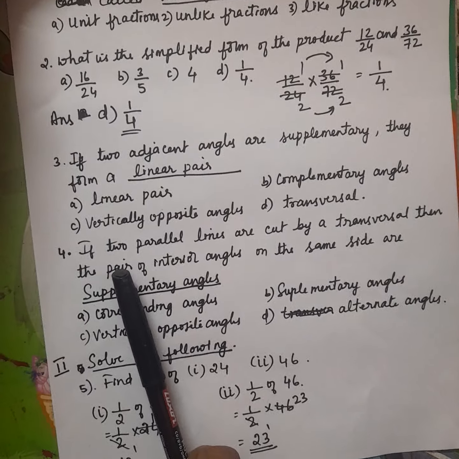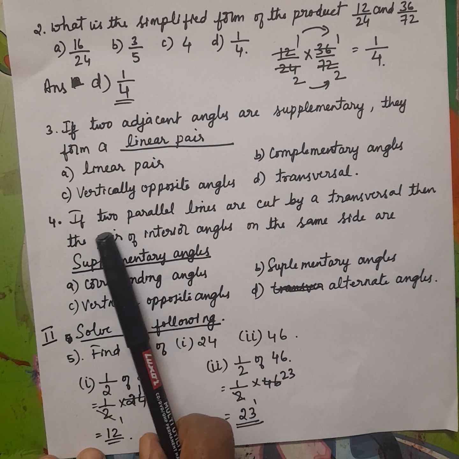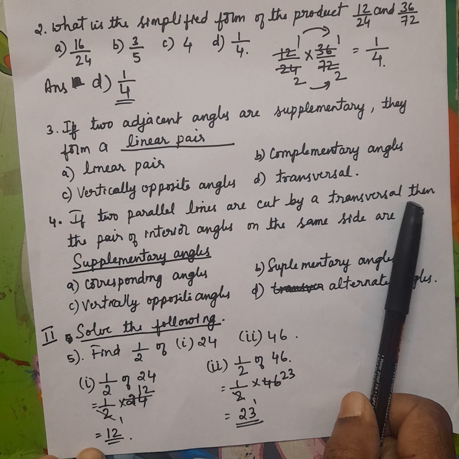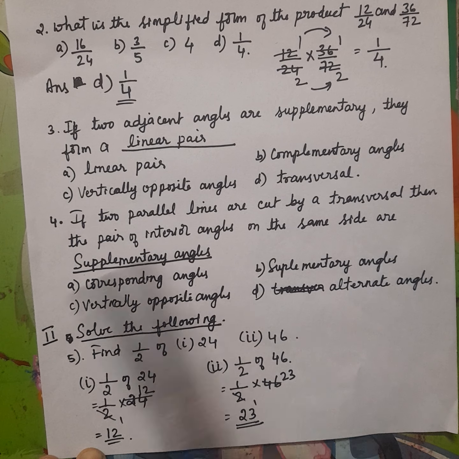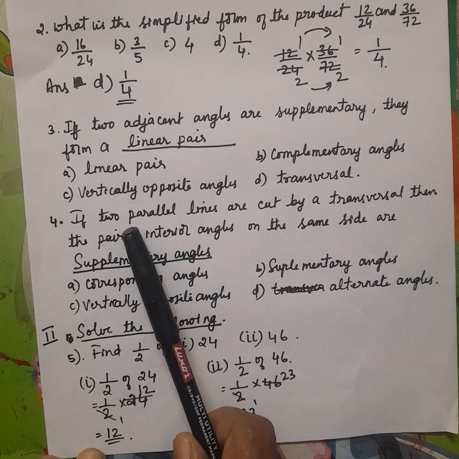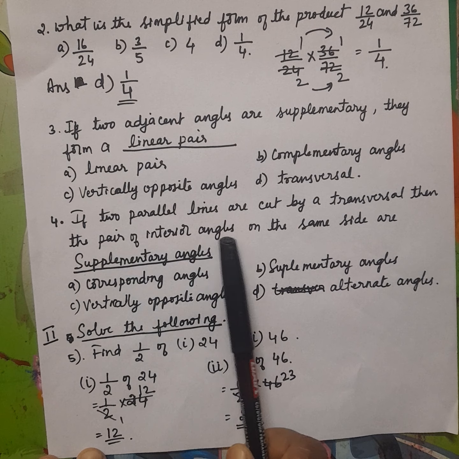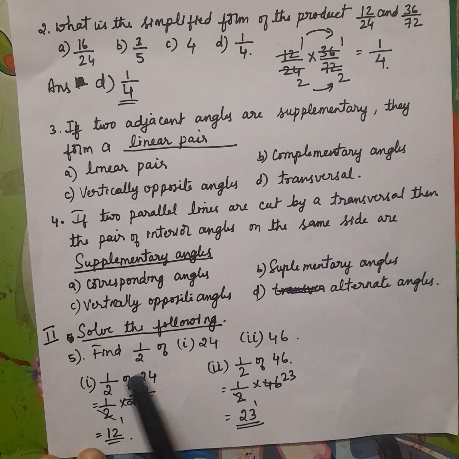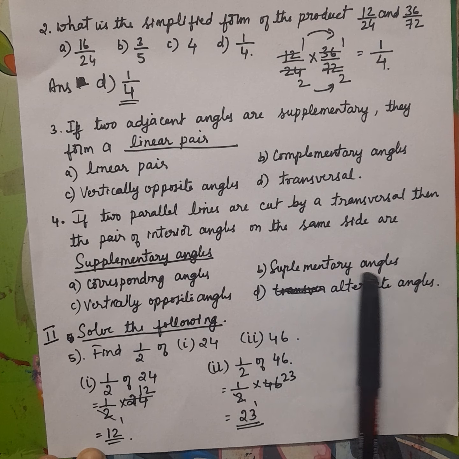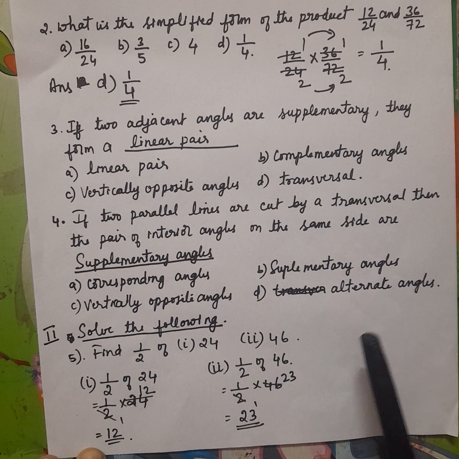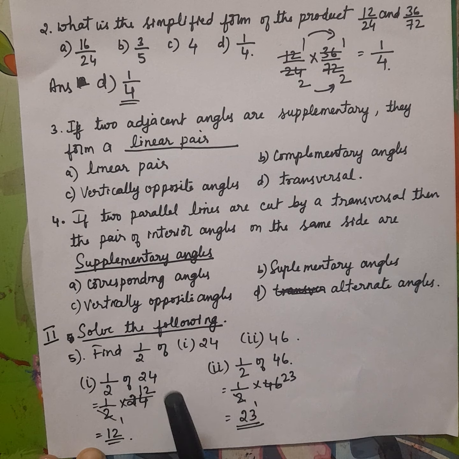Now question number 4 is, if two parallel lines are cut by a transversal, then the pair of interior angles on the same side are. Understand the question. Two parallel lines are cut by a transversal. Then the pair of interior angles on the same side are. Option A is corresponding angles. B, supplementary angles. C, vertically opposite angles. D, alternate angles. The answer is supplementary angles.